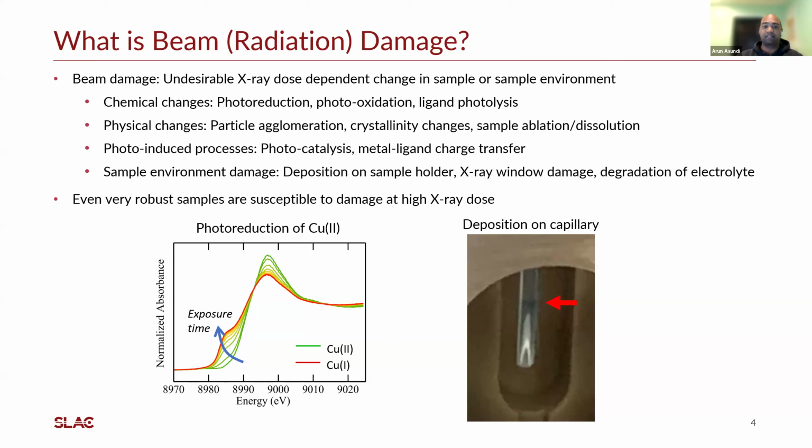So at the bottom left is an example of the photoreduction of a copper-2 species to copper-1 as a function of X-ray exposure time. There can be physical changes to the sample, like nanoparticle agglomeration, changes in crystallinity, or dissolution of the active species into a solvent. The beam can also induce undesirable processes like photocatalysis or metal-ligand charge transfer. And finally, we also include changes to the sample environment, like deposition of material on a capillary wall or X-ray window, damage or puncturing of an X-ray window, or degradation of other species in the sample environment that compromise the integrity of the experiment.